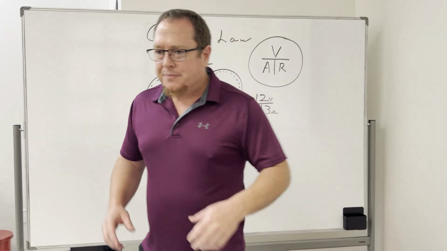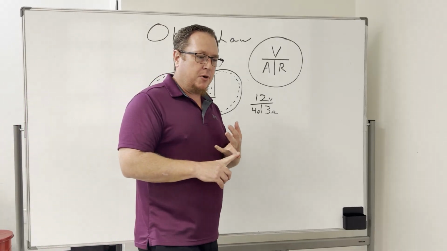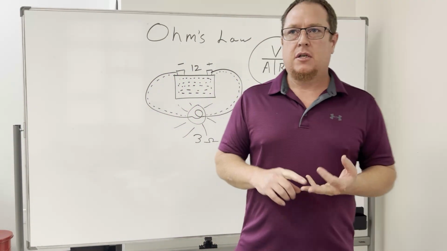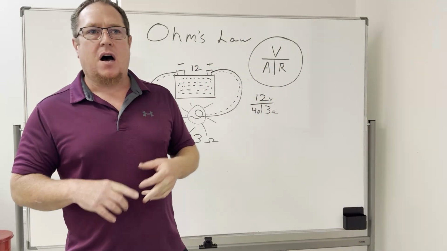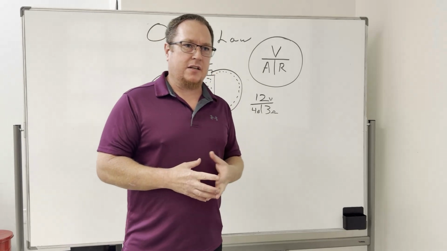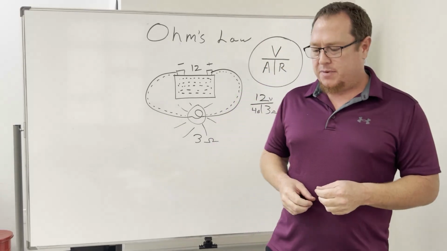So in summation, voltage is pressure, amperage is current flow, and resistance is opposition to current flow. All 3 of these things must work together, and if we change one of these things, something else must change.